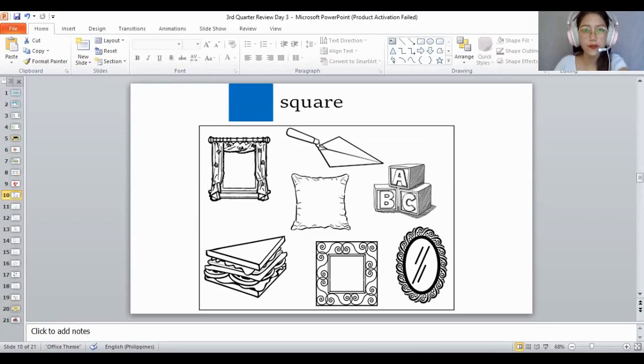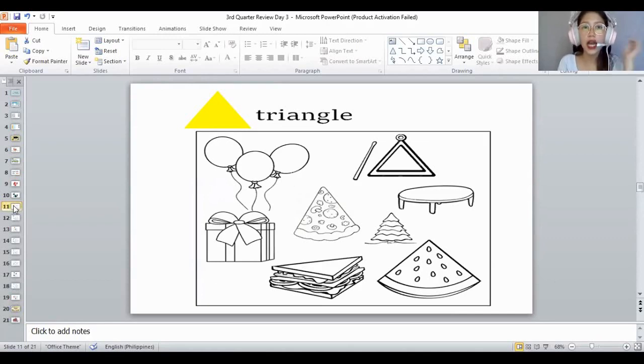Next one. What shape is this? It's a triangle. Yes, the triangle. Let's color all the shapes that are triangles. Color yellow. The slice of pizza, the Christmas tree, the slice of watermelon, and a sandwich. Again, what shape is this? It's a triangle. Very good.